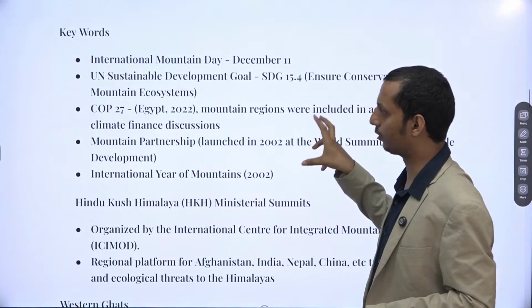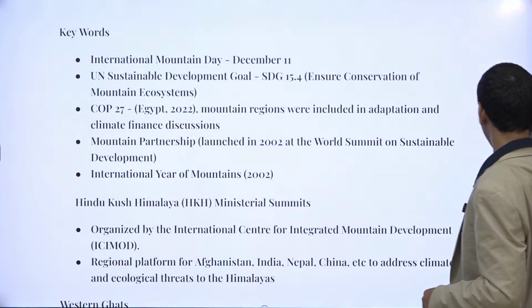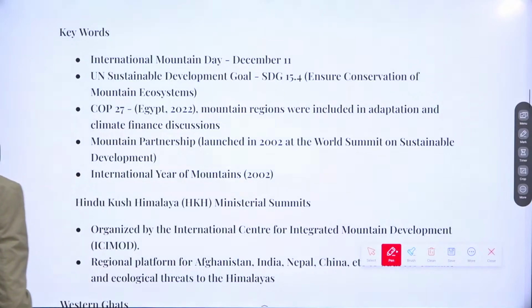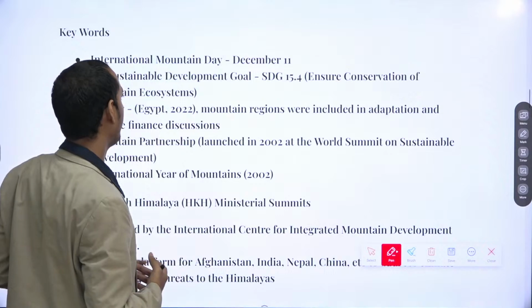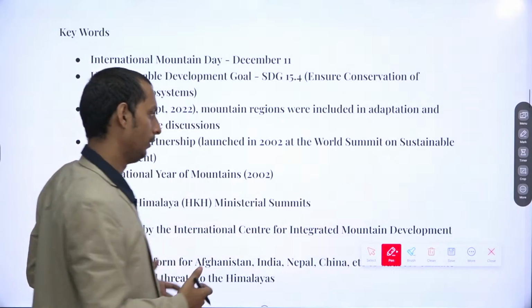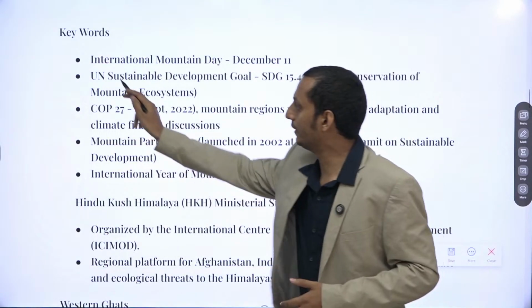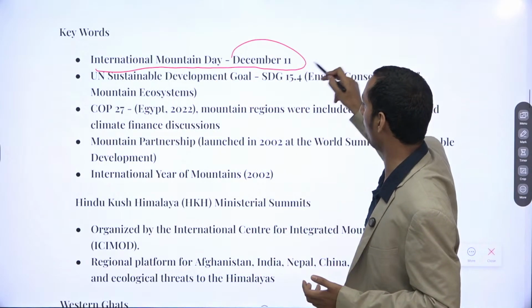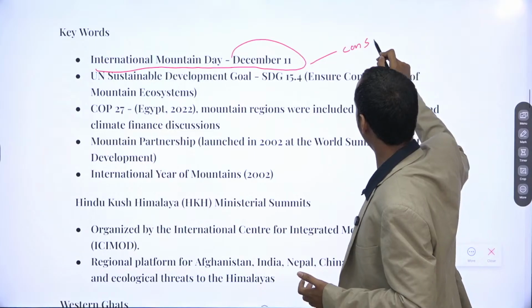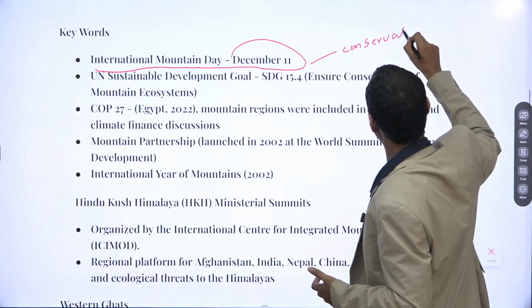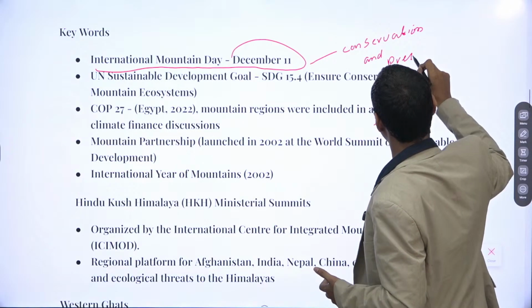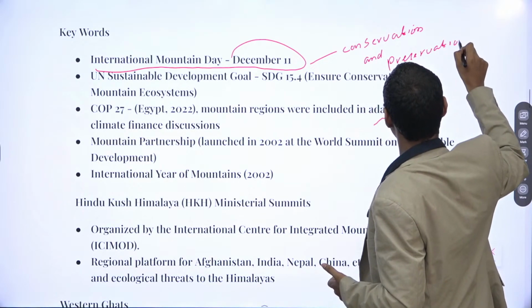Now, in terms of conclusion, what should you provide? This is the most important thing. You can note all these points. Since the question asked about the mountain ranges and also the impact on climate, you can go for the conservation element, okay? You can say the International Mountain Day, December 11th, has been recognized for the conservation of these mountain ranges. You can go for the conservation and preservation model of conclusion. So go for conservation and preservation.